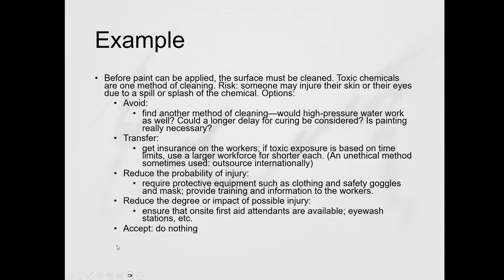So let's look at a little example. Before paint can be applied, the surface must be cleaned. So we're looking at a room and we're going to be painting. Toxic chemicals are one method of cleaning. So the risk: someone may injure their skin or their eyes due to a spill or splash of the chemical.